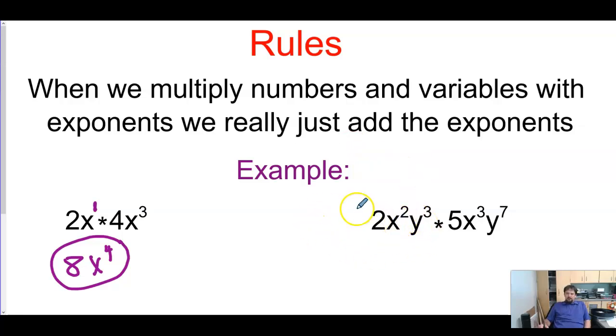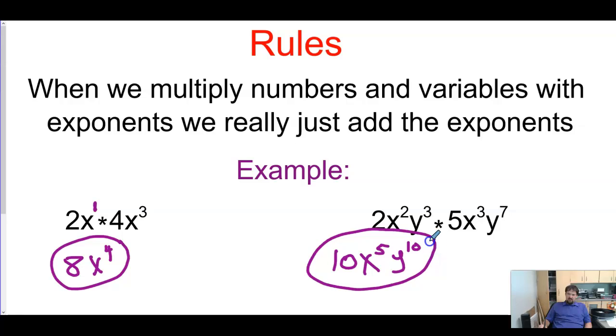Alright, so we look here. 2 times 5 is 10. We multiply the numbers. x squared times x to the third: 2 plus 3 is 5, so we get x to the fifth. And then y cubed times y to the seventh: 3 plus 7 is 10. So we get 10x to the fifth, y to the 10th.